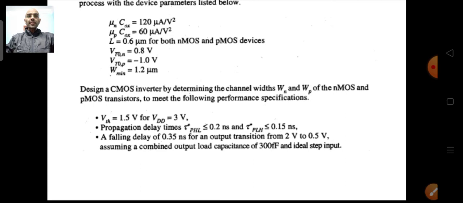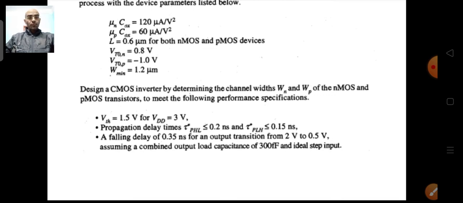So the conditions are that the circuit should have the threshold voltage as given, VTH equal to 1.5 volts. Delay, it should have tau PHL and tau PLH separately, which are given, and it should meet these requirements as well. And along with that, it should also have the third constraint. So the third condition is that the falling delay should be 0.35 nanoseconds from when the output transits from 2 volts to 0.5 volts. So this is what is given.